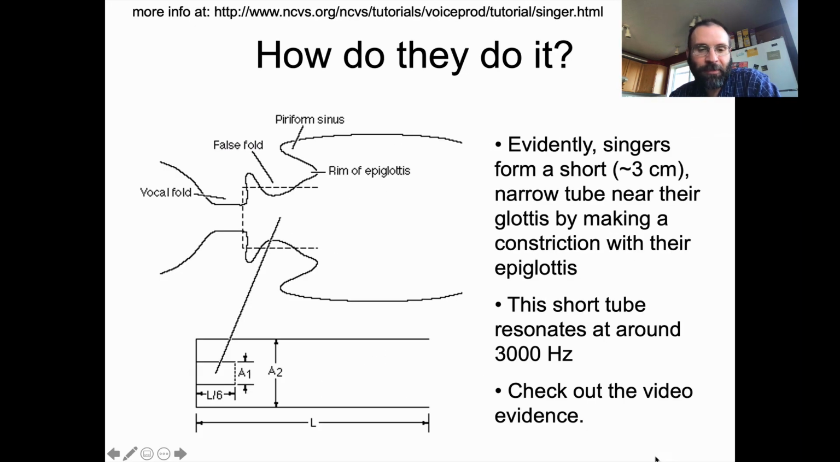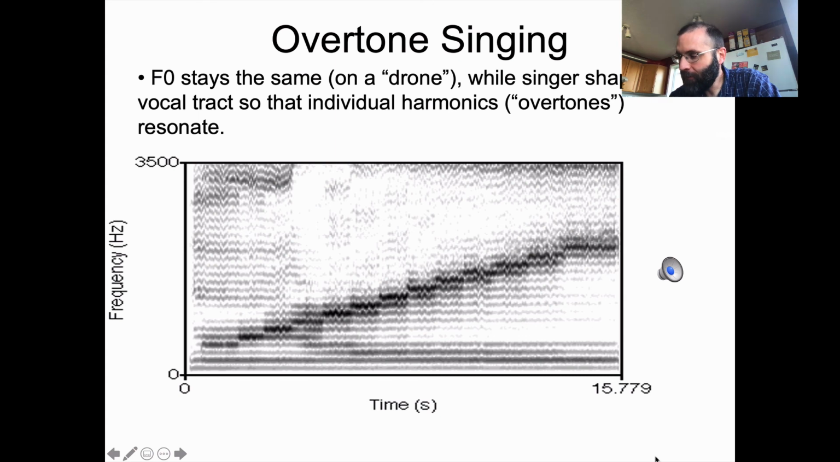I will end this bit with one last note about music, which is to go back to a form of music we listened to before, which is overtone singing. If you remember, for this form of singing, we have F0 staying at the same level throughout, and then the singer can change the shape of their vocal tract so that individual harmonics will resonate more or less. And by this point, I think we know what to predict here looking at the spectrogram, and we've heard this before too.